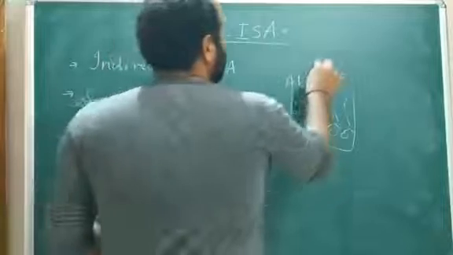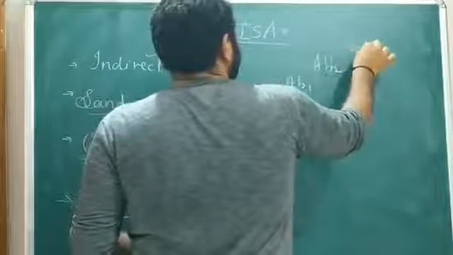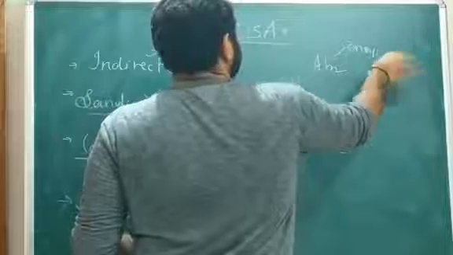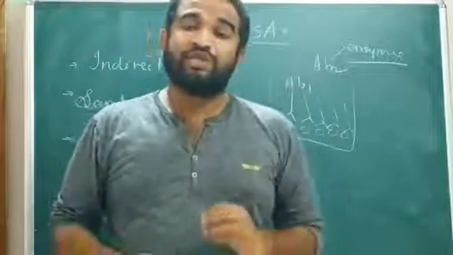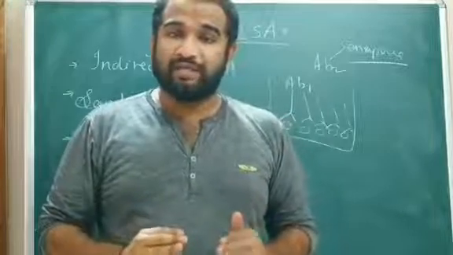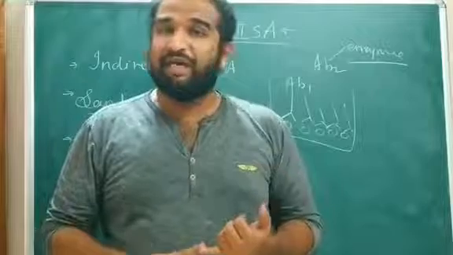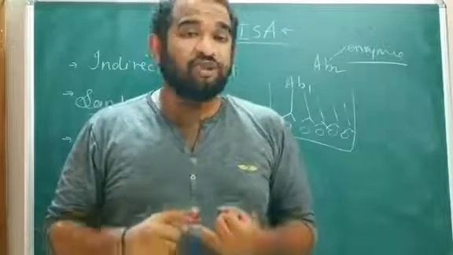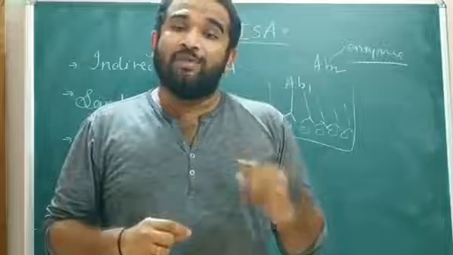Now to this, another antibody, antibody 2, is added, which is conjugated with an enzyme. I forgot to mention the enzymes. Which types of enzymes are used over here? The enzymes which are used in the ELISA test, there are 3 examples which are given in most of the reference books. One is alkaline phosphatase, one is horseradish peroxidase, and the other is beta-galactosidase.